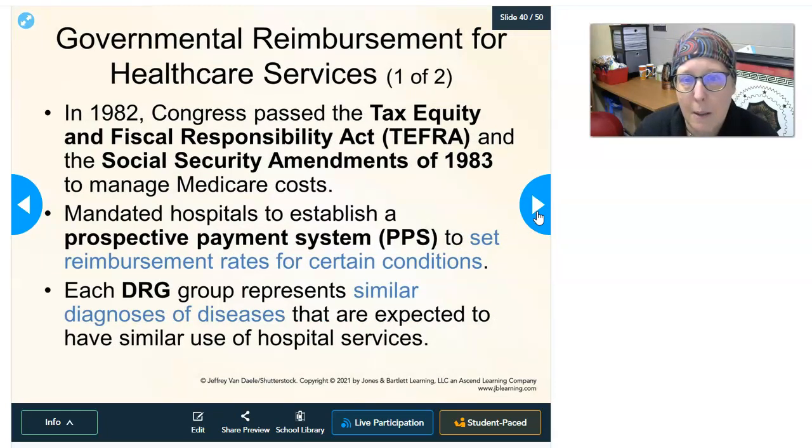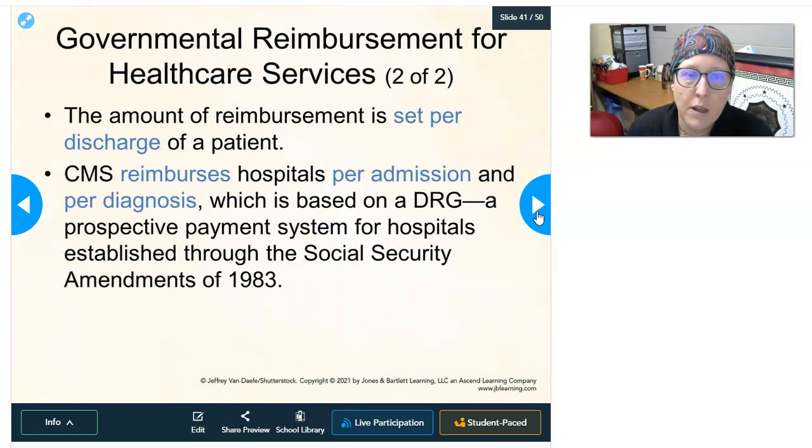In 1982, Congress passed the Tax Equity and Fiscal Responsibility Act and the Social Security Amendments of 1983 to manage medical costs. They mandated that hospitals establish a prospective payment system to set reimbursement rates for certain conditions. So if you had pneumonia and you're hospitalized, you would get X amount of dollars. If you have knee surgery, you get reimbursed X amount of dollars. They started grouping conditions into what we call DRGs, diagnosis-related groups, which represent similar diagnoses of diseases that are expected to have similar use of hospital services and therefore similar costs. The amount of reimbursement is set per discharge of a patient. So if they come in to have a hip replacement, the hospital would get X amount of dollars for the hip replacement, whether they use more or less of those services.